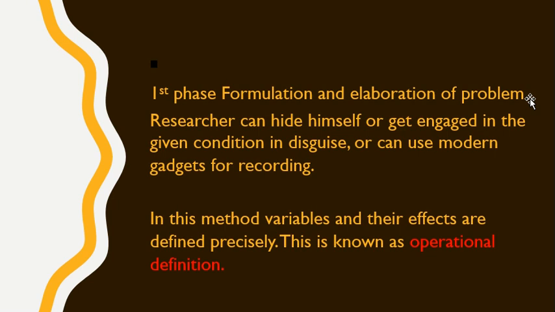In other words, questions like which client is to be observed, when and where, and which technique is to be used to record responses and changes during the observation no longer remain unanswered. It is also possible for a researcher to hide himself or get engaged in a given condition in disguise, or use modern gadgets for recording as well. So it is up to the researcher how he records in the natural setting. Either he disguises and records himself, or he uses a gadget for recording or anything else.